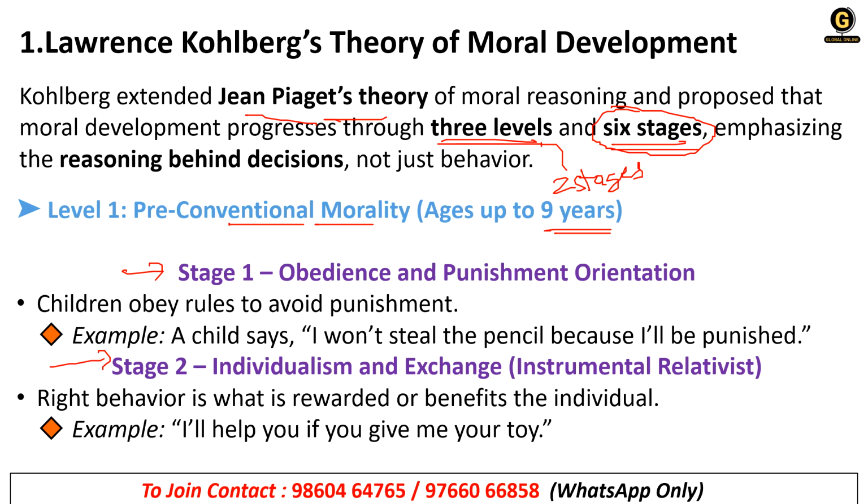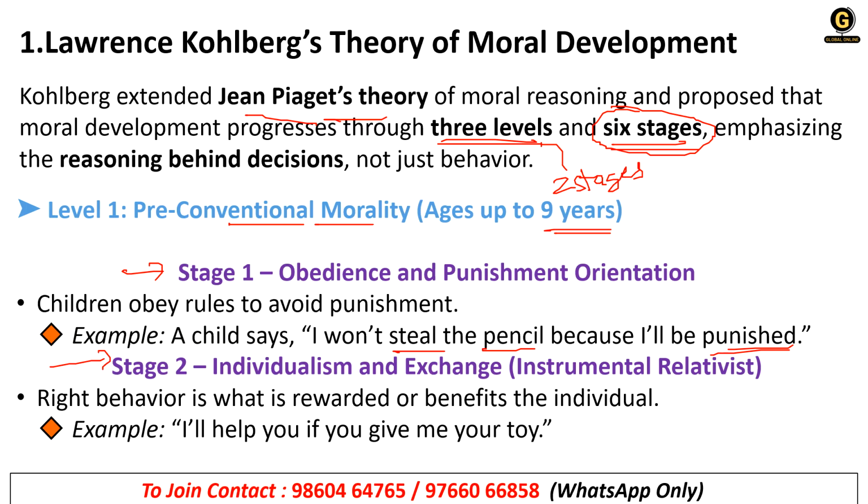For example, a child says, I won't steal the pencil because I'll be punished. This is a very cute example. If the child is up to 9 years, the child assumes that if the pencil is stolen, he will get punished. So to avoid punishment, he will not steal the pencil. That is a clear example of a child obeying the rules to avoid punishment. That is stage one.